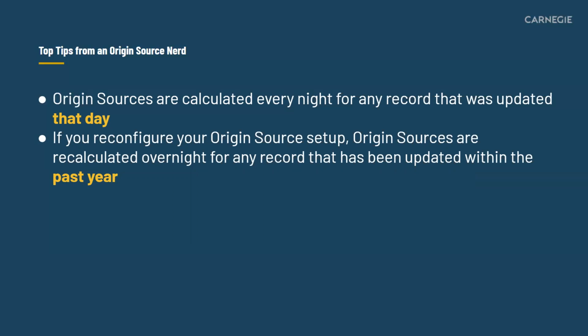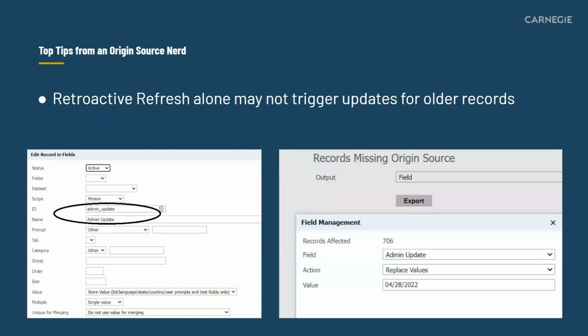And it's not enough just to do a retroactive refresh. Because if you do a retroactive refresh on those records and they fall through your rule set, and because they're old records, they don't land on any rules, nothing changes, that's not enough to make them recalculate their origin sources.